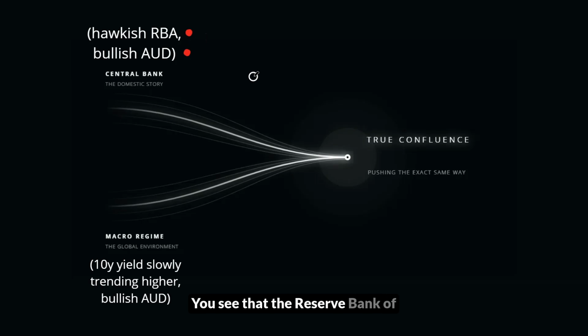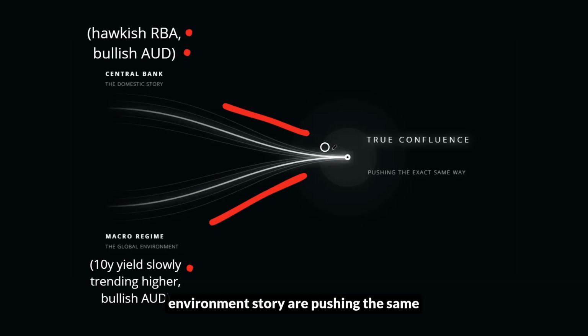You see that the Reserve Bank of Australia is hawkish and you're bullish for the Australian dollar. Okay. If the 10-year yield is rising slowly in a healthy growth environment, then these two stories agree. The domestic story with the Reserve Bank of Australia and the global environment story pushing the same way. Confluence. The two stories agree.